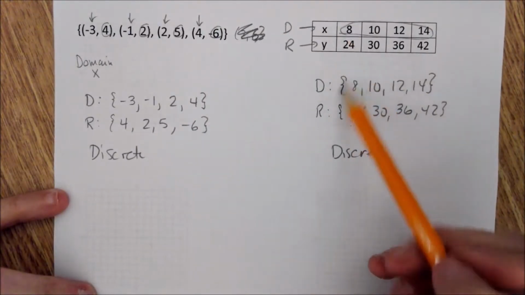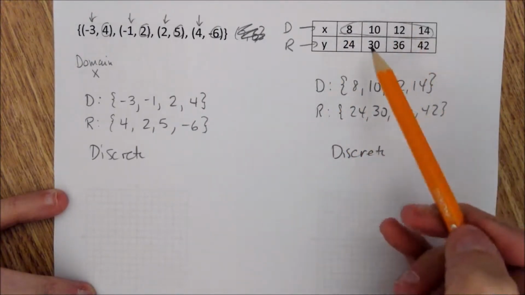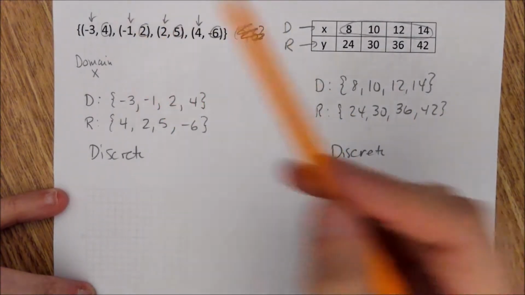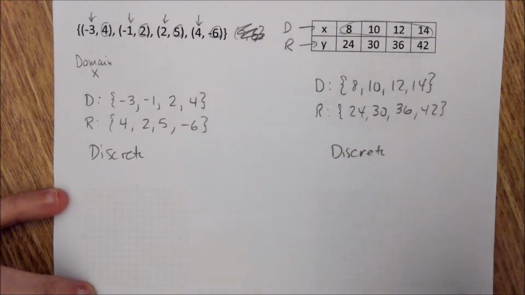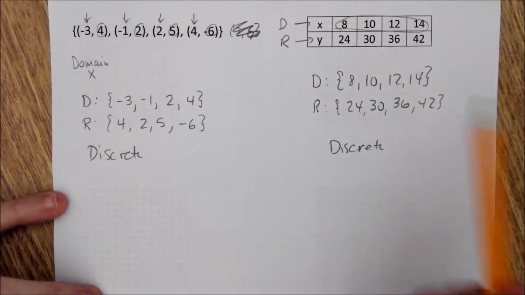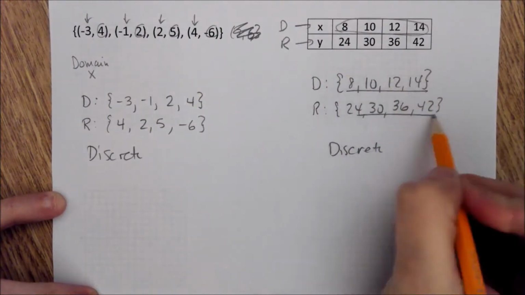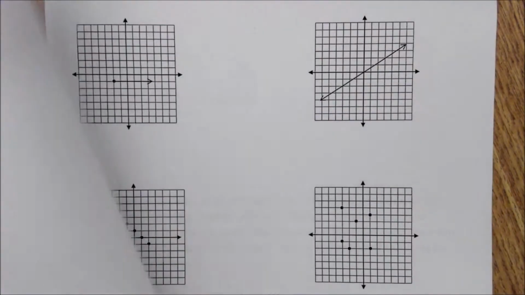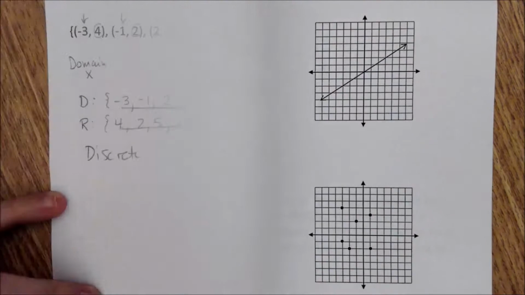And for these, same thing. I have basically 8, 24. That's a coordinate. Over 8, up 24. Over here, I've got -1, 2. Left 1, up 2. These are points that I could plot. That makes them discrete. Okay? So discrete data, your domain and range is always going to be a list like this. When you graph it on a coordinate plane, it's going to look like dots.